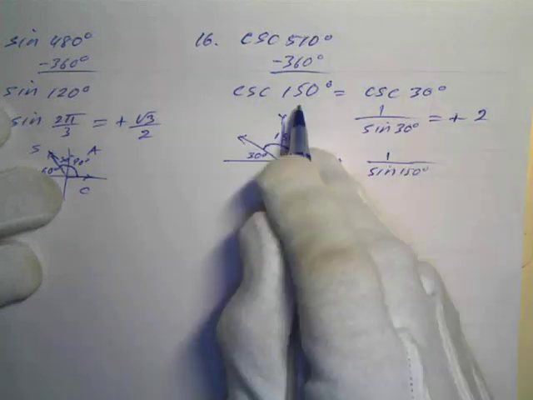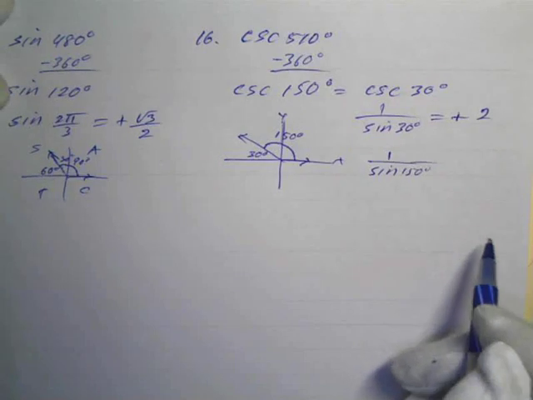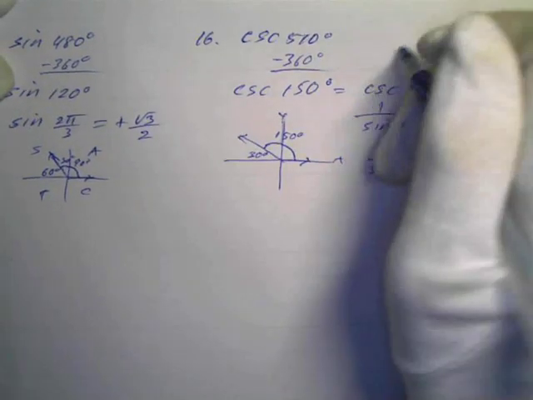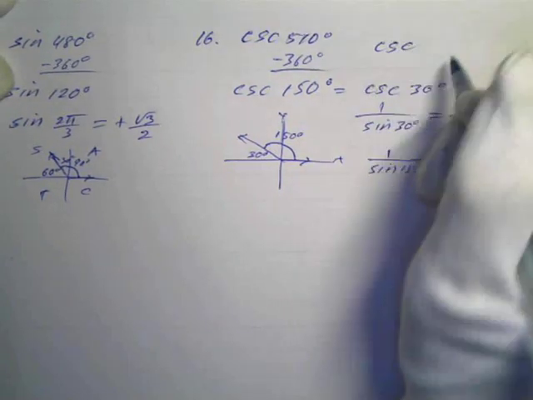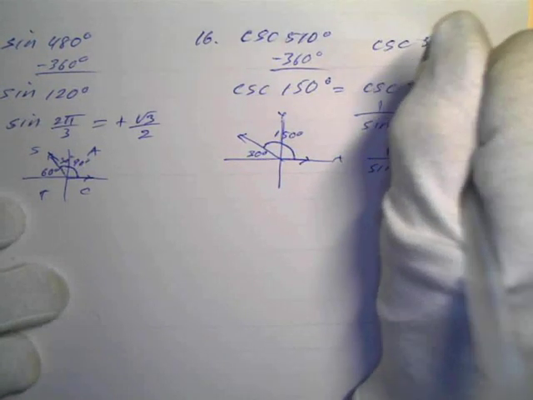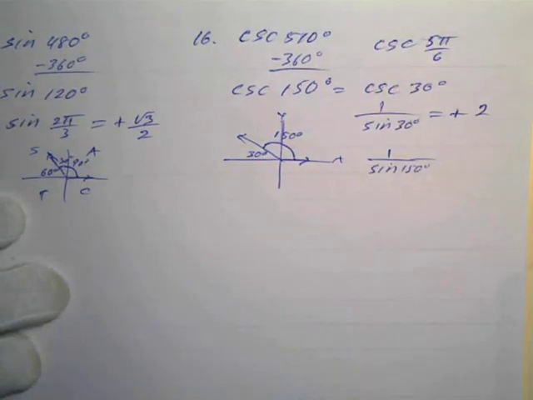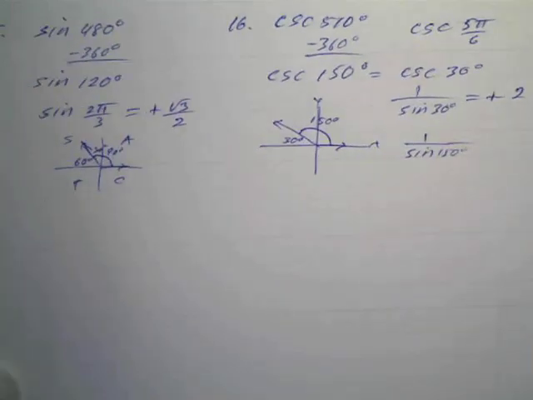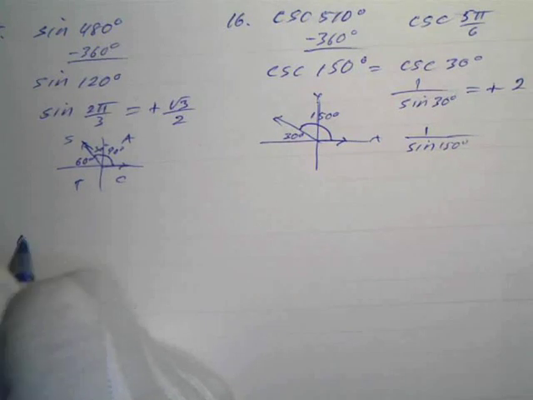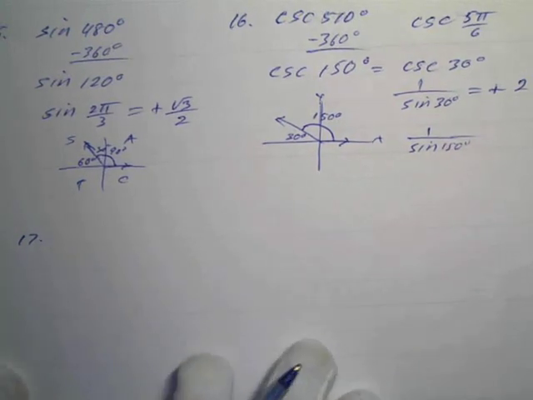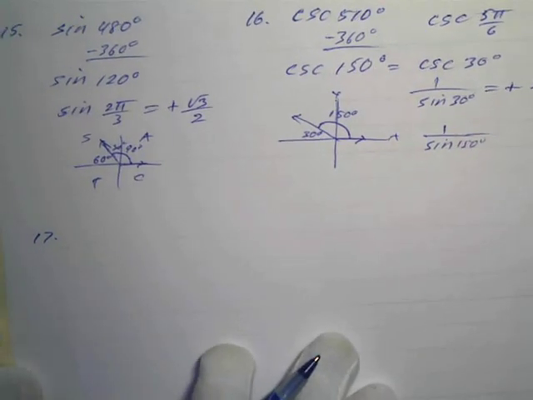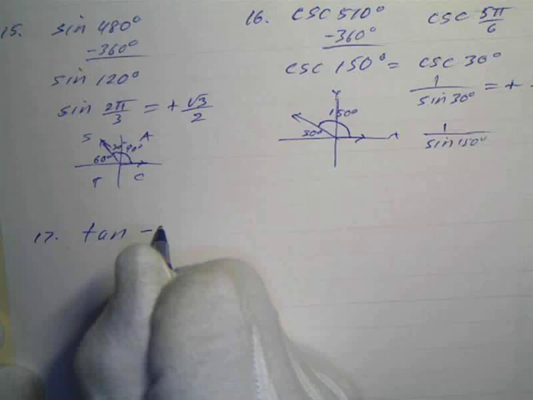If you want, you could put it in radians also. That might make it easier for you to see because we've been working with radians. It's the same thing as the cosecant of 5 pi over 6. And you should be able to get positive 2 out of that. Okay, number 17. Like I said, there are all kinds of ways to do these, so I'm not too sure how your personal preference will play out. Okay? Tangent of negative 450 degrees.